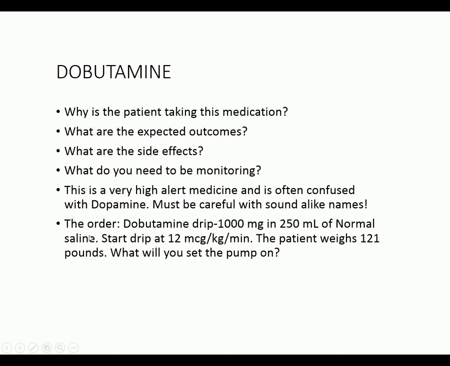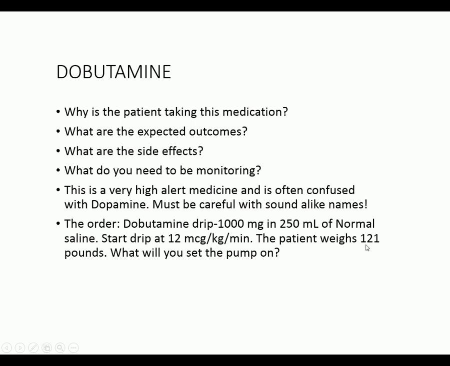We have an order for dobutamine drip, 1,000 milligrams in 250 milliliters of normal saline. Start the drip at 12 micrograms per kilogram per minute. Your patient weighs 121 pounds. What are you going to set your pump on? We're going to basically do this the same way as we did the last one. So pause and y'all get to work on it.